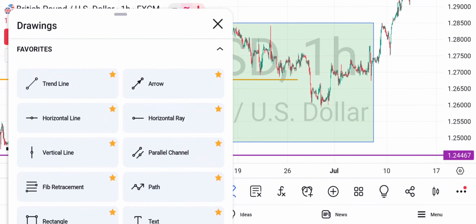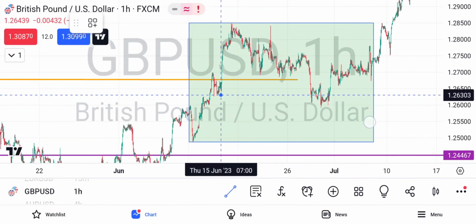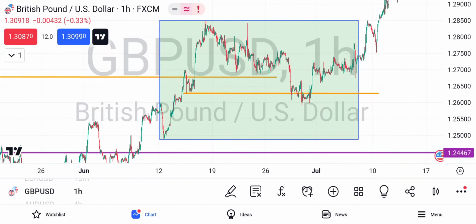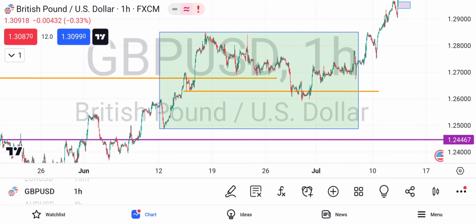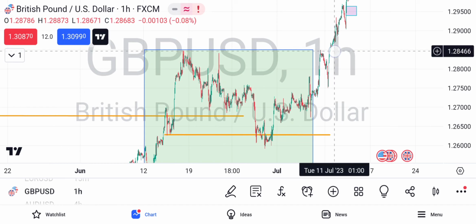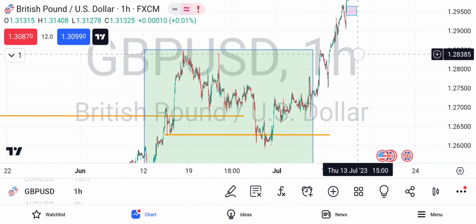This is a low that was being formed here. See this low here. As you can see, that is the low. It came down to take out that low. See the retracement, took out the internal range liquidity before going for the external range liquidity, that is relative equal highs again. But wait for this external range liquidity.